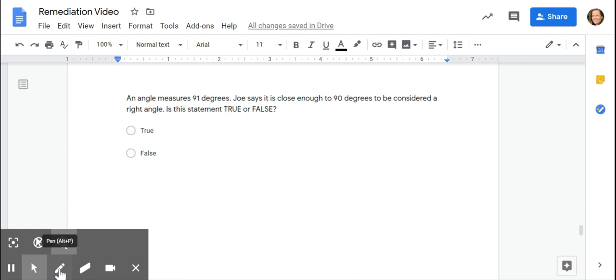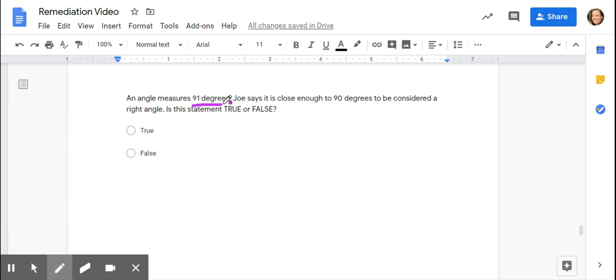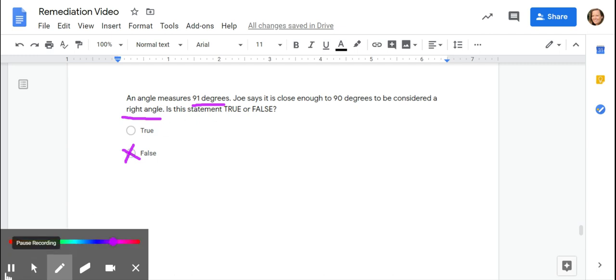This next question could be tricky. An angle measures 91 degrees. Joe says it's close enough to 90 degrees to be considered a right angle. Is the statement true or false? Well, what do we know about right angles? What we know about right angles is that they need to measure exactly 90 degrees. So 1 degree less or 1 degree more shouldn't matter. It has to be exactly 90 degrees. So this is a false statement. It doesn't matter if it's 91 degrees. It has to be 90 degrees or it is not considered a right angle.